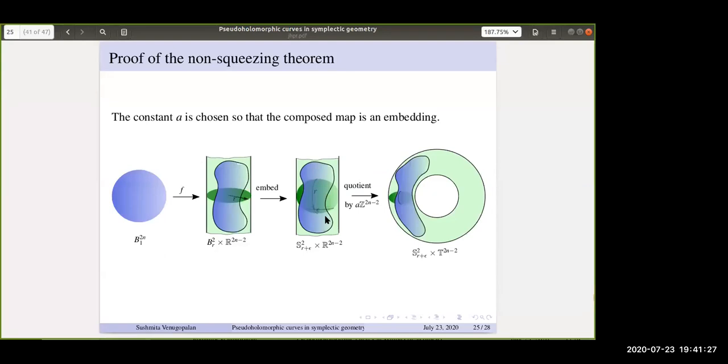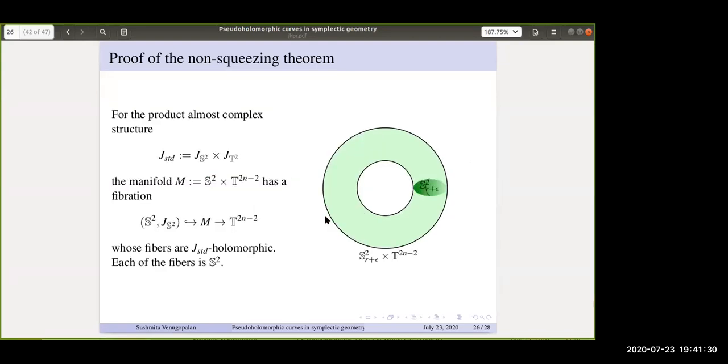Now let's start staring at this new compact target space that we have created. We take the easiest possible compatible almost complex structure, which is the product almost complex structure. That consists of a J on S2 and a J on T^(2n-2). There is a typo over here, sorry about that. This should have been 2n minus 2. So this is a product, and we put J's on each of them separately. Then if you put it together, you have a J on the total space, which is a product.